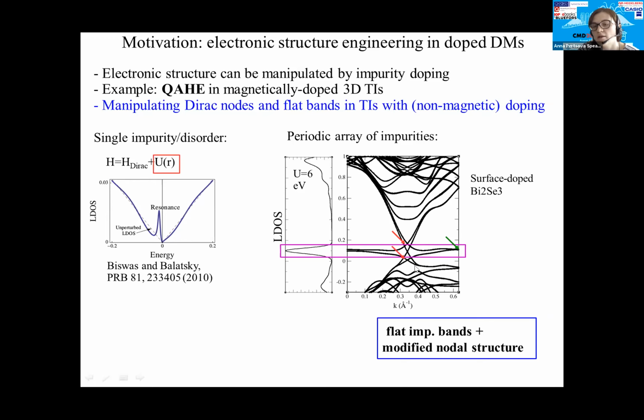Because of the hybridization of these bands with the Dirac states, the nodal structure is modified. So we can actually have splitting of the original Dirac nodes, and we can also induce new Dirac nodes that were not present in the original structure. And this is the feature that I want to talk about today.